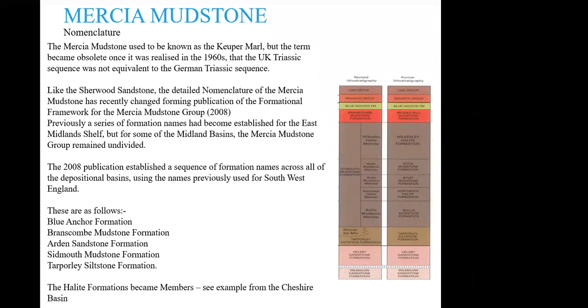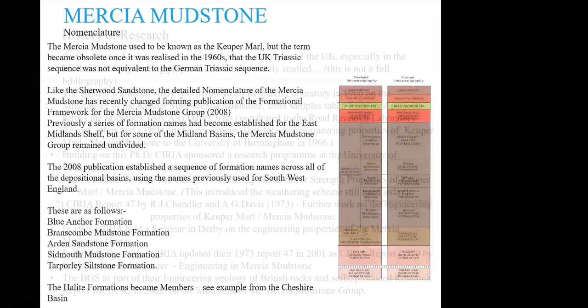But you have, in descending order, the Blue Anchor Formation, the Branscombe Mudstone Formation, the Arden Sandstone Formation, the Sidmouth Mudstone Formation, and the Tarporley Siltstone Formation. And the halite formations have become members. So originally the Wilkesley halite was a formation and has now become a member within the Sidmouth Mudstone Formation of the Cheshire Basin.